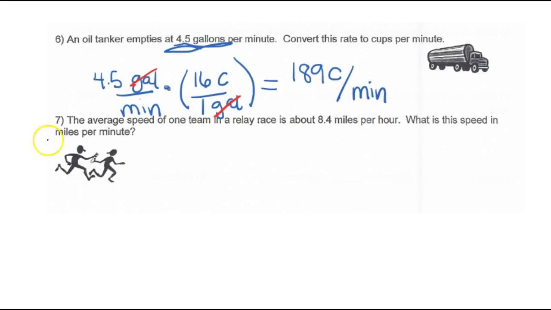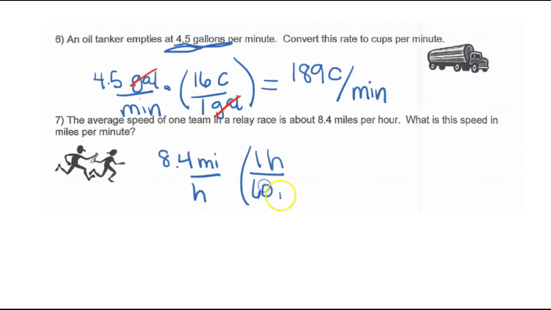And then number 7, the average speed of one team in a relay race is about 8.4 miles per hour. What is the speed in miles per minute? Okay, so if you're using abbreviations here, I need to be very careful because MI I'm using for miles, MIN I typically use for minutes. So again, I need to multiply this by a unit ratio here. And we know that in 1 hour, there's 60 minutes.